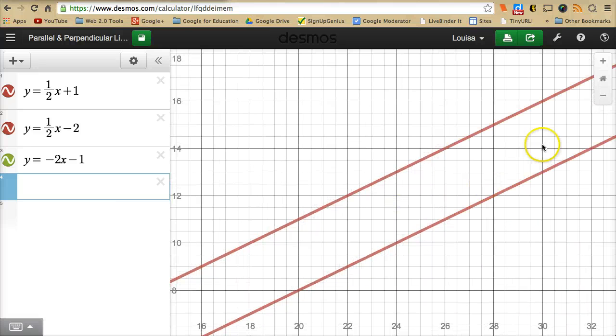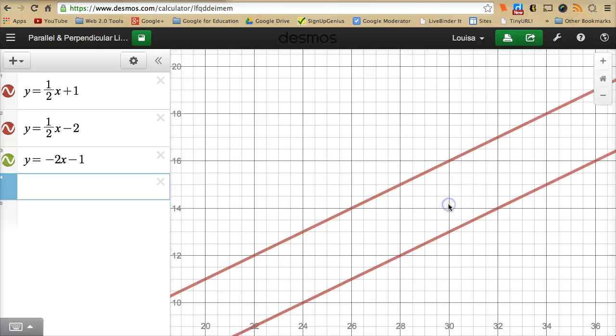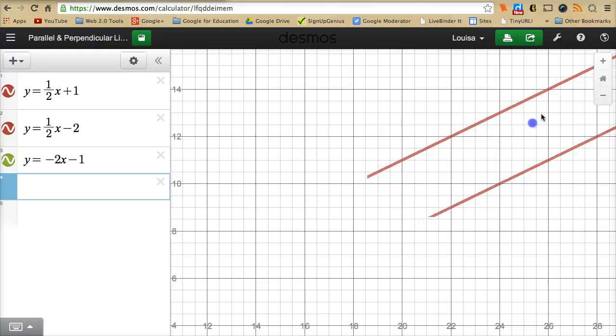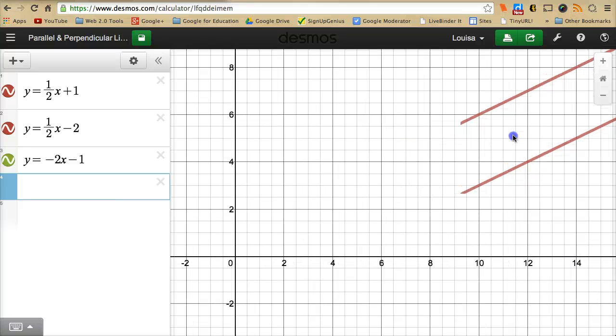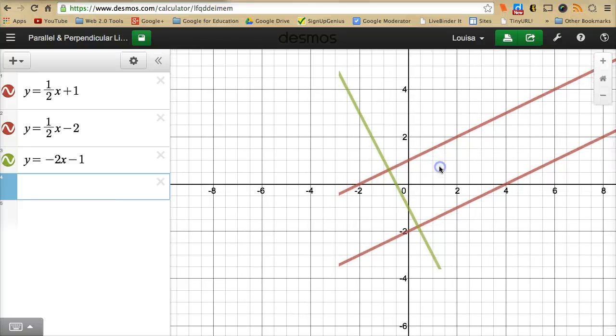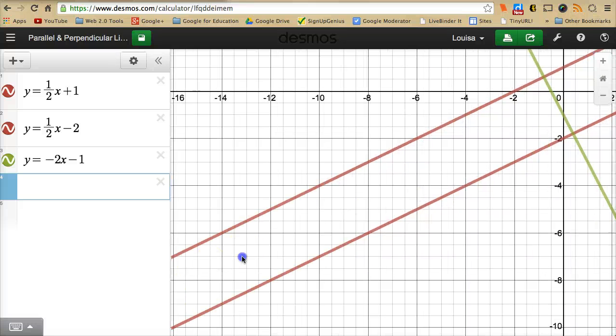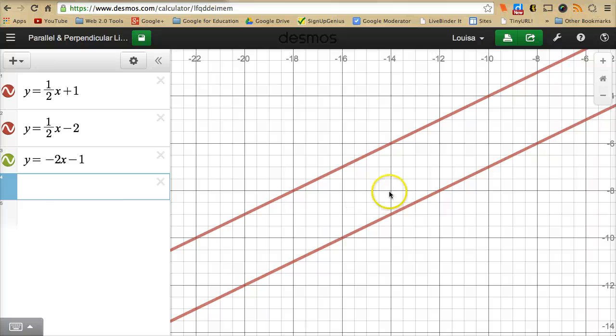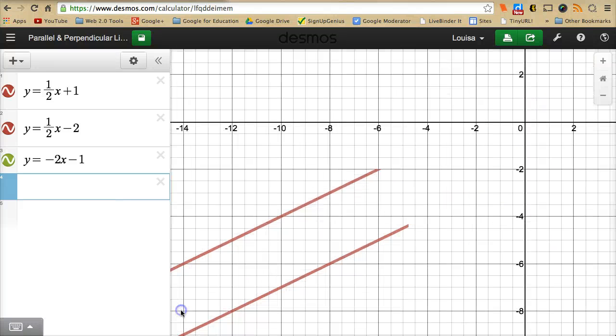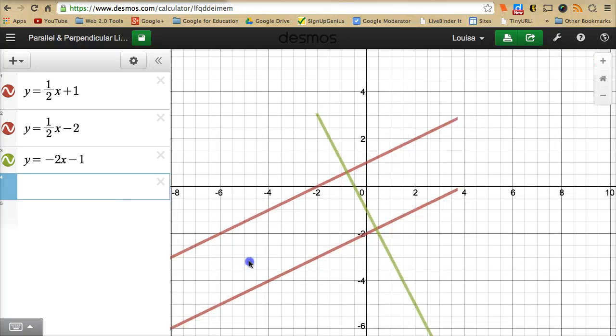So you'll notice I'm moving further and further into quadrant 1. It doesn't look like these lines are getting any closer together. So I'm going to go back to the center axis. And now I'm going to go into quadrant 3, where the lines continue, and yet they still are not getting any closer together. There's a reason for that.